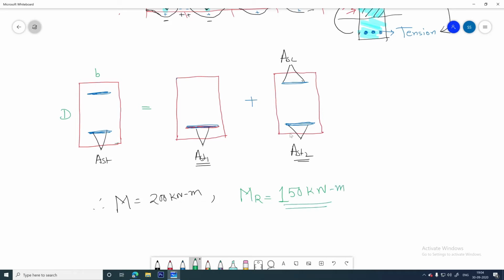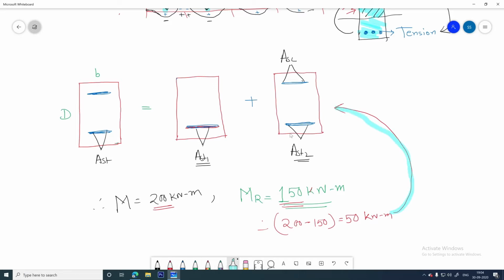So what is the extra moment that is remaining? Definitely it will fail because the singly reinforced beam section is taking only 150, but you need at least 200. So the extra moment is 200 minus 150, 50 kilonewton meter. This is the extra moment, and for this extra moment you need to consider this section. This is the main thing that I need to show.